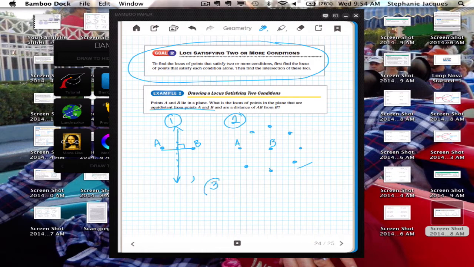Now I'm going to combine my conditions. So I have my perpendicular bisector with my A and my B.